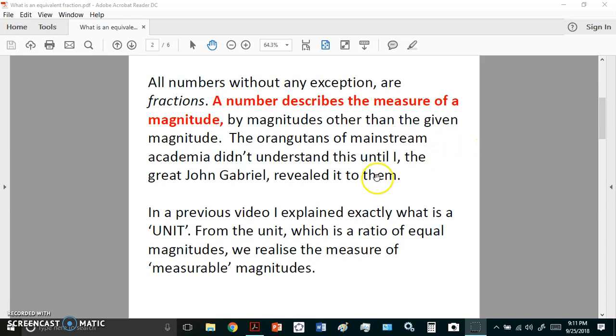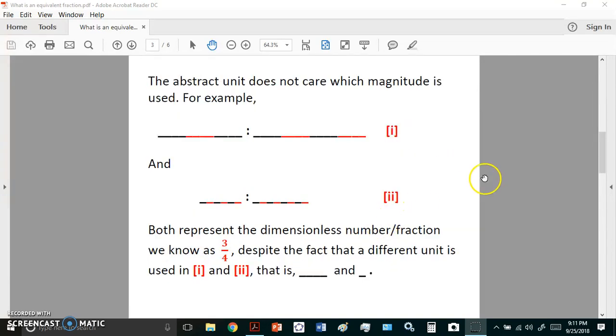Excuse me, all numbers are without any exception fractions. A number describes the measure of a magnitude by magnitudes other than the given magnitude. And of course, nobody after Euclid and before me actually understood this. So let's see how this works. The abstract unit does not care which magnitude is used.